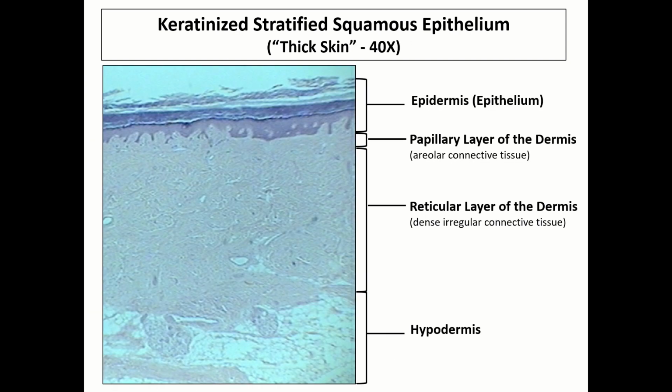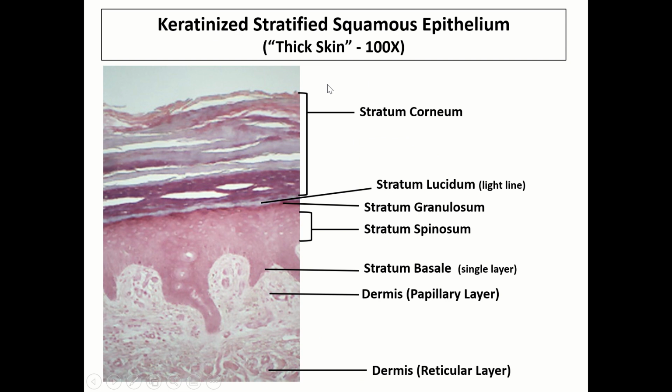When you look at thick skin, from 40x magnification, you see the same things. Again, you can see an epidermis, which houses our epithelium, most superficially. You see a papillary layer of the dermis and a reticular layer of the dermis below that. In this particular image, you can also see a layer of subcutaneous fat here in the hypodermis. For this slide, we're going to focus on the epithelial epidermis.